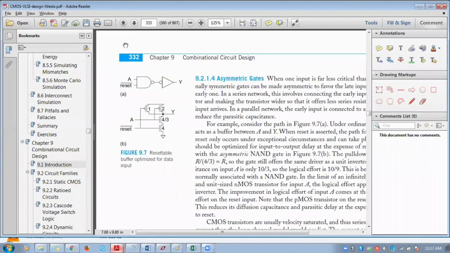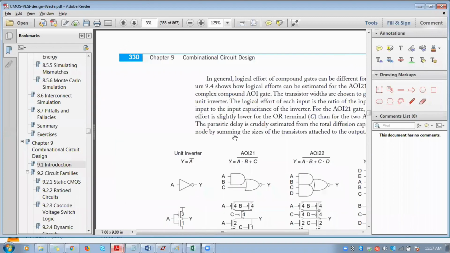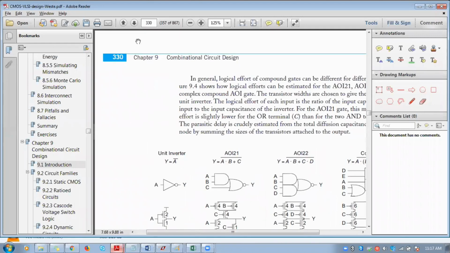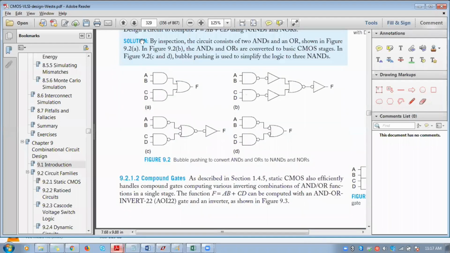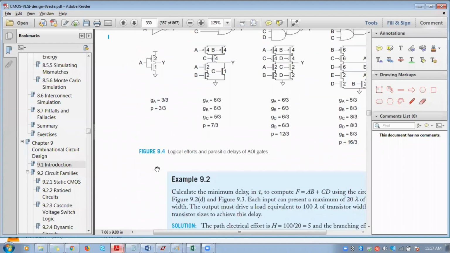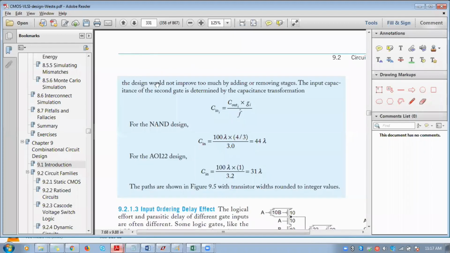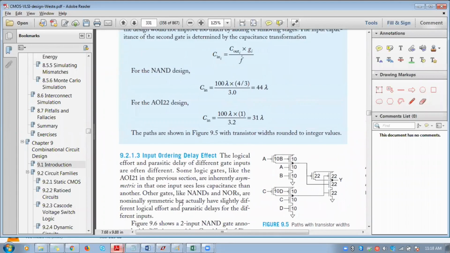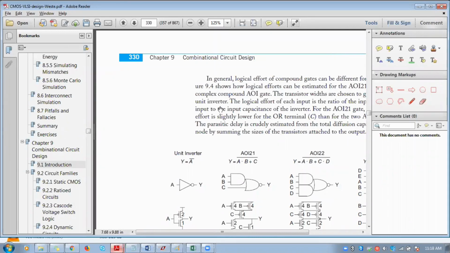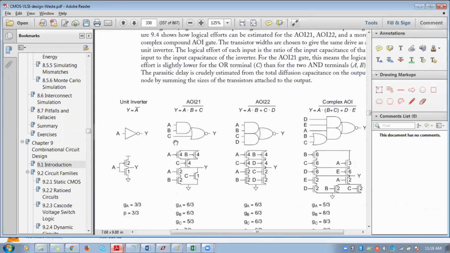The first topic we have to see in static is your normal static CMOS, which we have seen in the previous unit. The second topic is the ratioed circuit. This also comes under static. In the ratioed circuit, we will be discussing initially pseudo NMOS. Before getting into pseudo NMOS, yesterday you have seen this question, right? How to calculate parasitic delay as well as logical effort for the circuit which is given.